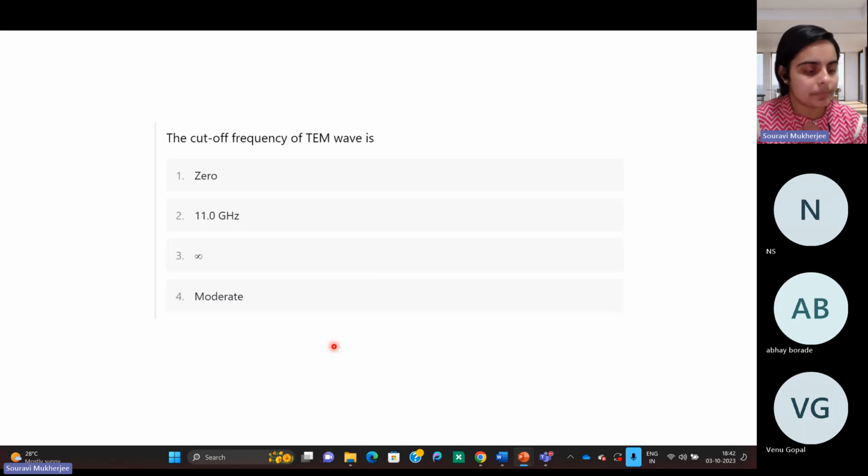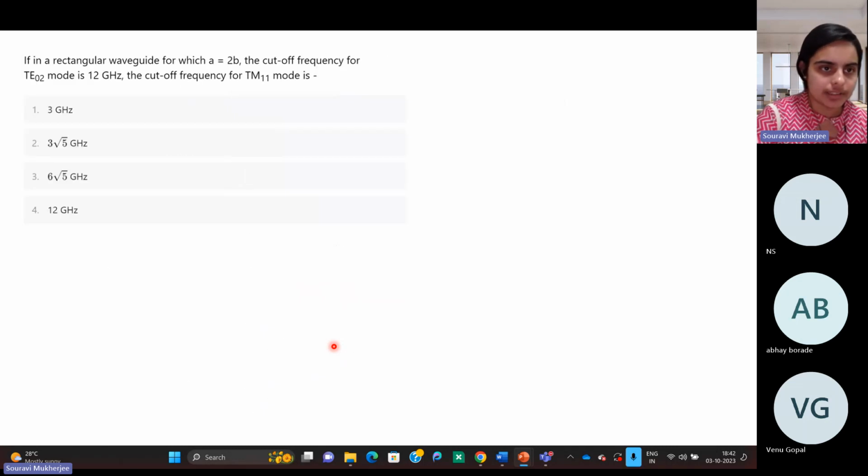So what do you mean by that? If you say that the cutoff frequency is infinite, that means TEM waves of all frequencies will get propagated, right? That's what infinite means. And you say zero. Zero means that none of the TEM waves will get propagated, right? So two extremes I have got: all the frequencies of TEM wave will get propagated, or none of the TEM waves will get propagated. In order to see which one is the answer, let us look back into what we were discussing.